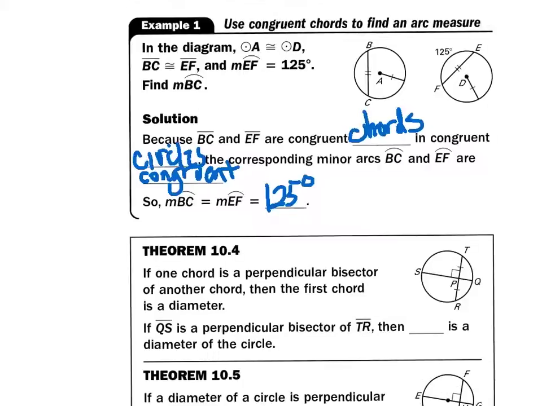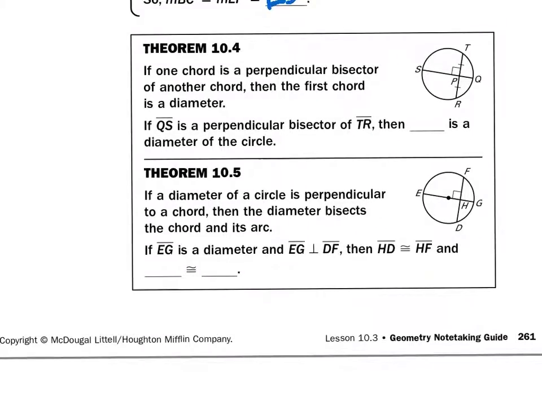Theorem 10.4. If one chord is a perpendicular bisector of another chord, then the first chord is a diameter. So, let's talk about perpendicular first. Perpendicular meets at a 90-degree angle. And then bisector. Bisector means cuts it in half. So we have these two little hash marks to say that this side is the same as that side. So this is a perpendicular bisector.